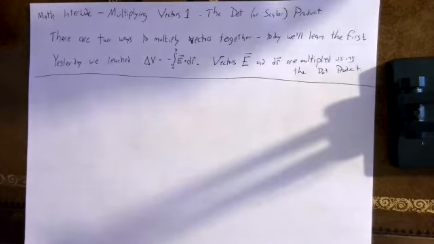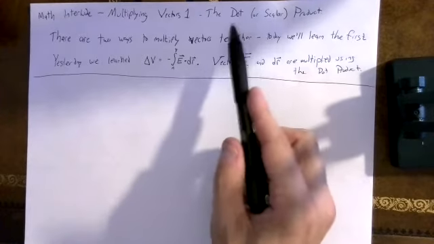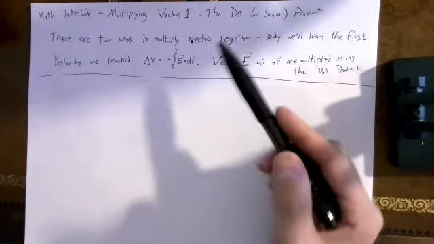Alright, how do we multiply two vectors together? There's two ways to do it. We can multiply them together to get a scalar answer, and we can multiply them together to get another vector as an answer. Today, we're just going to cover multiplying them together to get a scalar. That's why it's called the scalar product or the dot product, and it's called the dot product because of the symbol that we use.